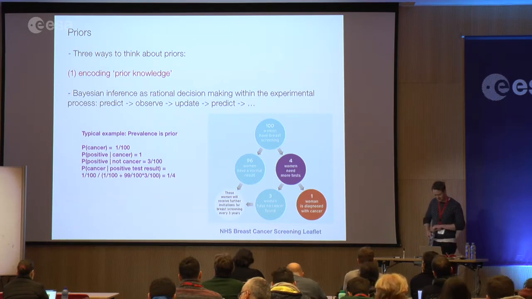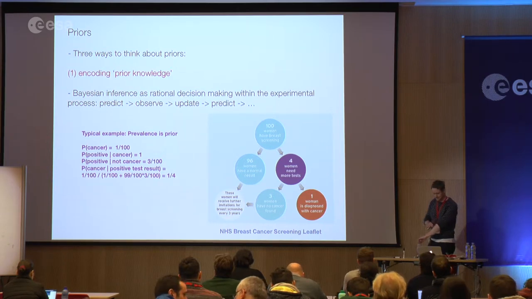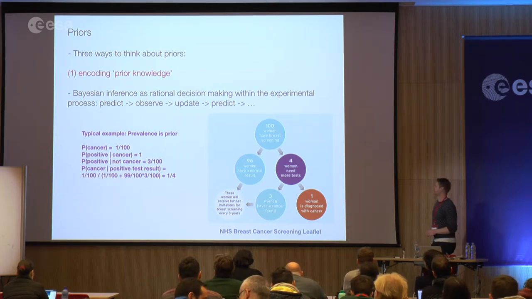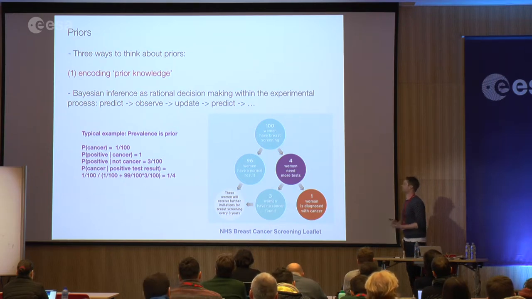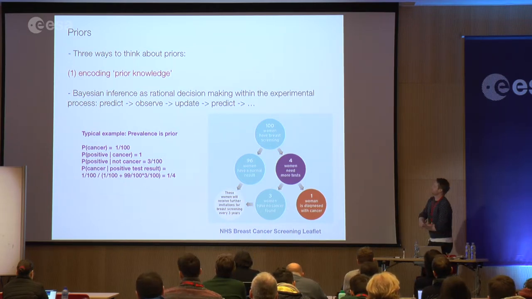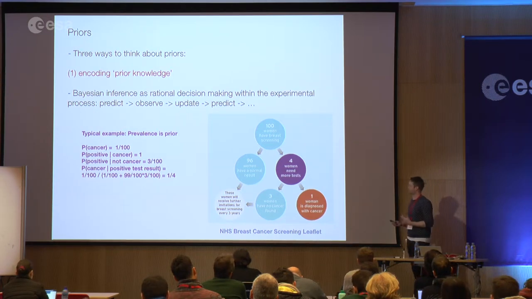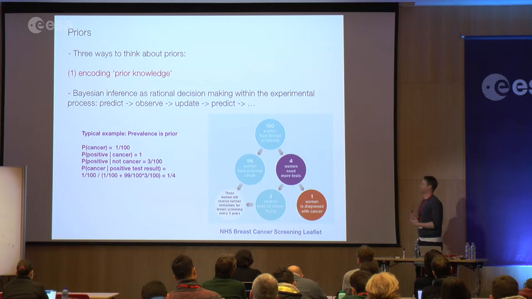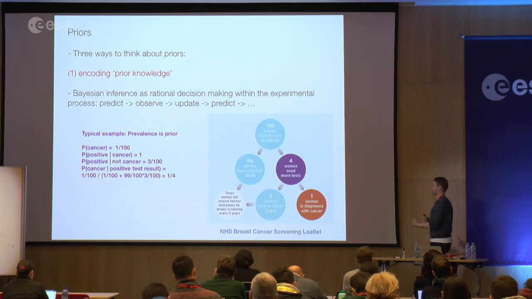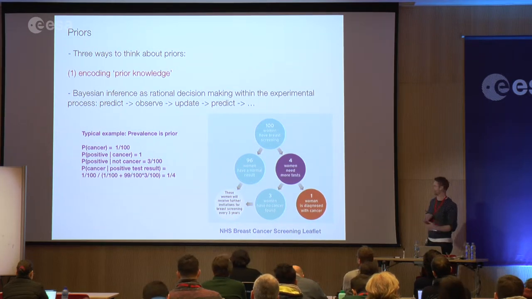The first one is the one, I guess, which you come to naturally when you first begin to think about Bayes' theorem. This is the sense of imagining Bayesian inference as a fundamental rational decision-making paradigm within the experimental process, where we go through this idealized scientific model of making predictions, designing an experiment to make some observations, updating our predictions, and so forth, in this nice cycle.